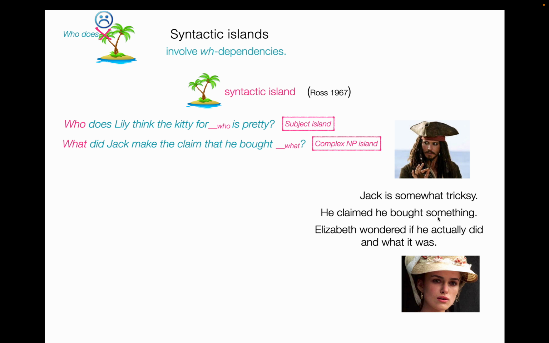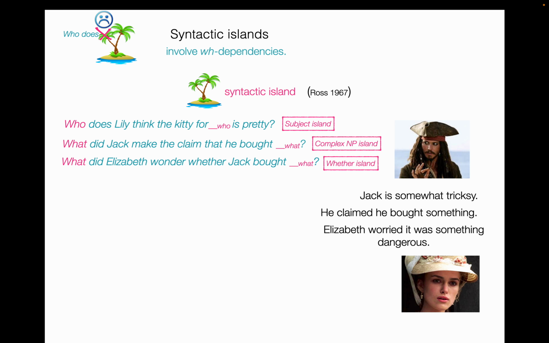Go back to Tricksy Jack. He claimed he bought something. Elizabeth wondered if he actually did and what it was. How can we ask about the situation? We might say this. What did Elizabeth wonder whether Jack bought? Can't do that either. And that's known as a whether island because we have the word whether right there.